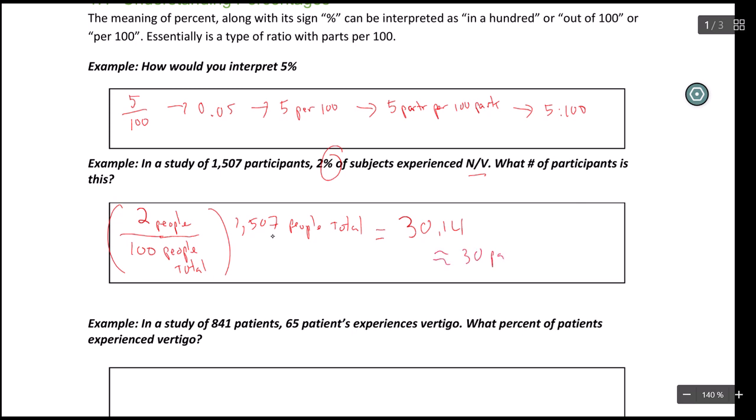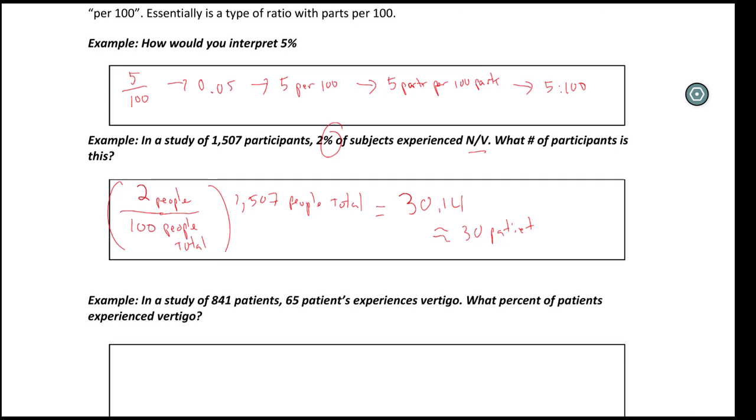So about 30 patients in a study of this drug will experience nausea and vomiting if around 2% of the people do it.